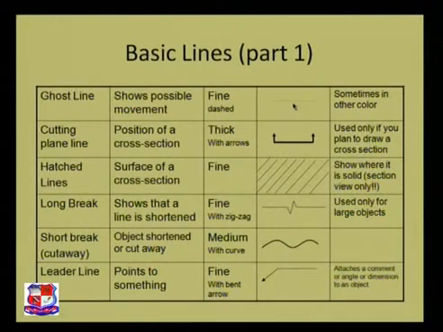Next is the cutting plane line. It shows the position of the cross section. It is a thick line with arrows. Now, how can we use this line? Let's say I want to cut this marker from the middle to see what is inside it. At the middle I will draw an arrow and thick line, and I will write section AA or section BB or CC or whatever. Over there you can use this cutting plane line.